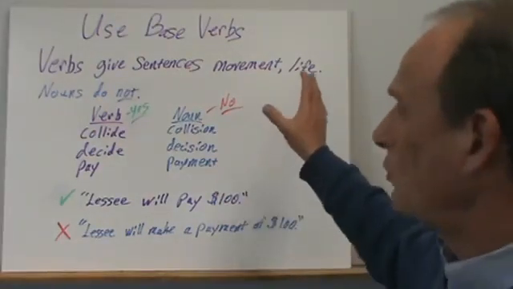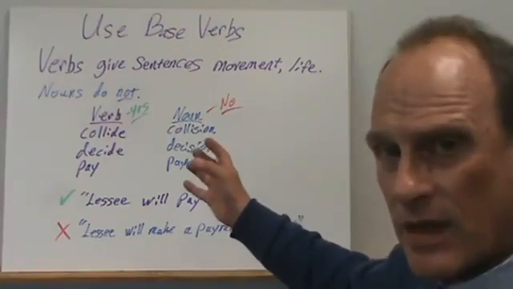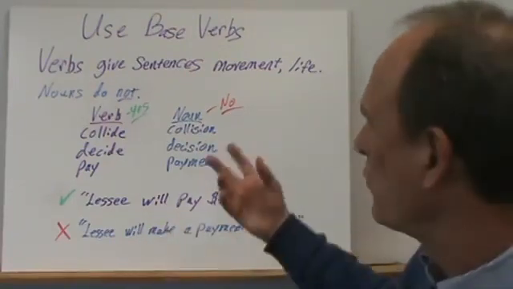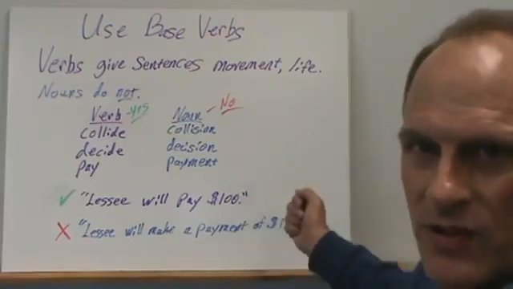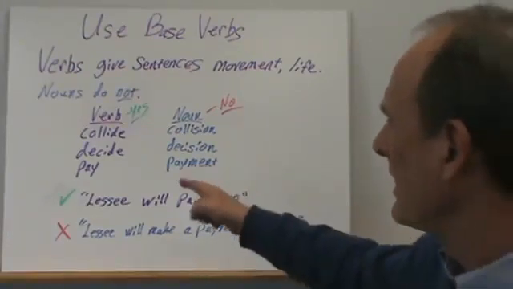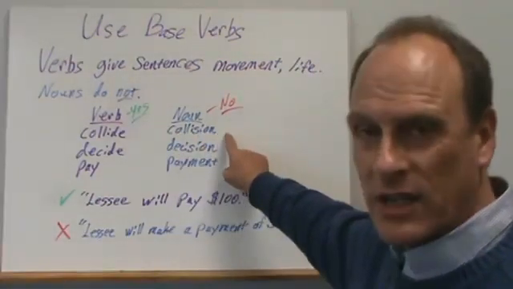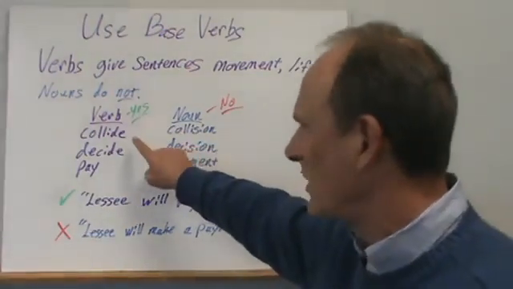We want to use base verbs. And you depend on verbs rather than nouns, because verbs give movement and life to sentences as we write. Nouns don't. Here's what I'm getting at. We don't want to talk about collisions, about the car being involved in the collision. We want to say the car collided.